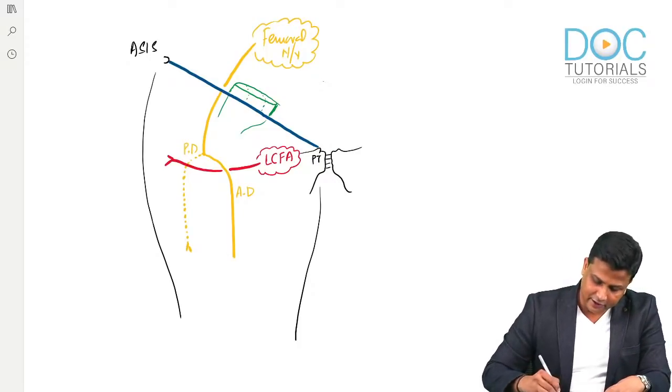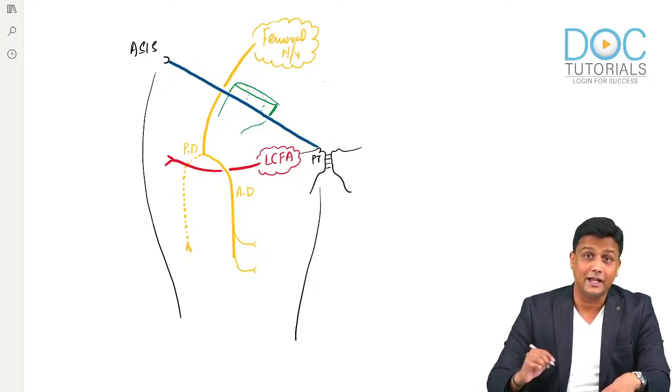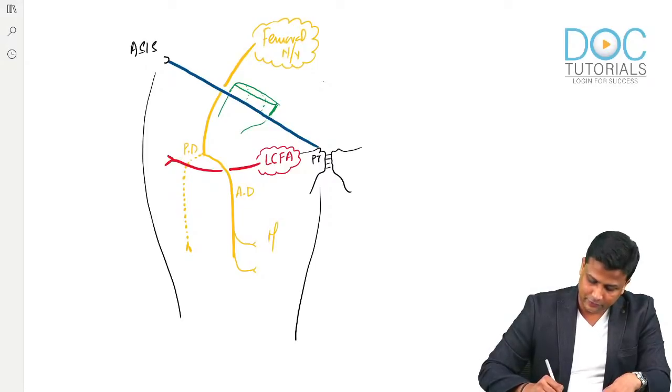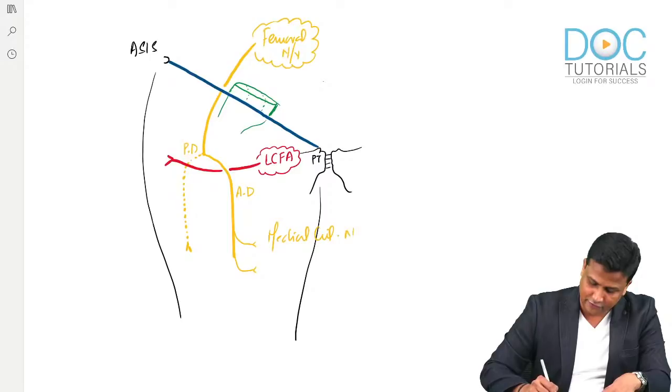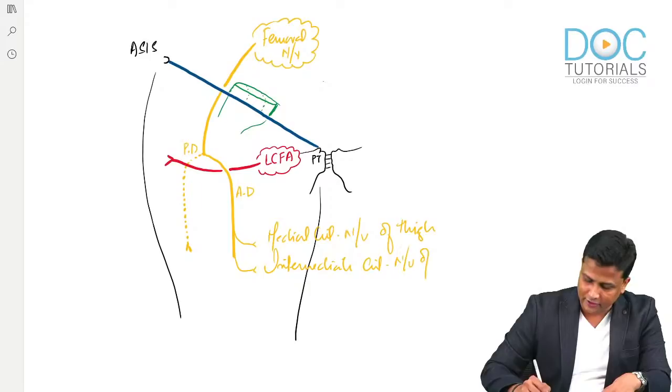Now this anterior division in turn gives two cutaneous branches. What are the two cutaneous branches given by the anterior division? Remember, one will be the medial cutaneous nerve of thigh, and another one will be the intermediate cutaneous nerve of the thigh.